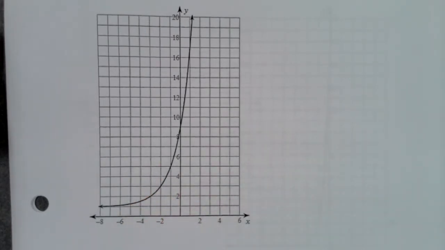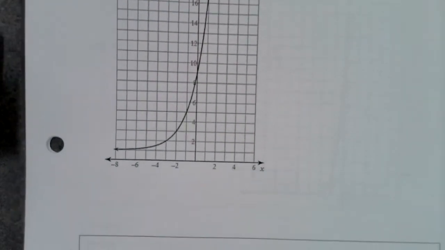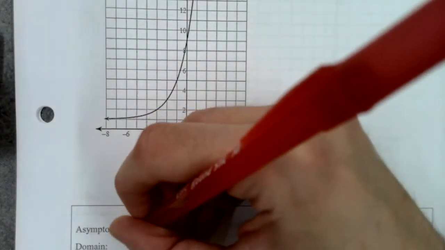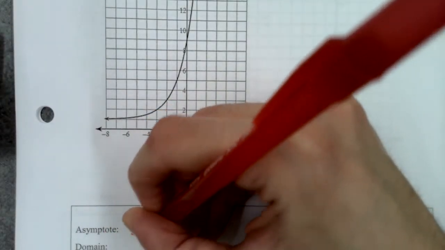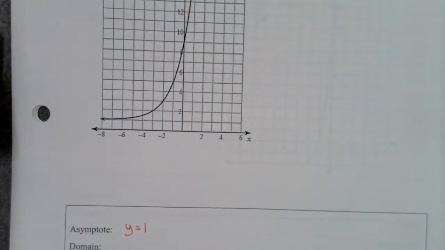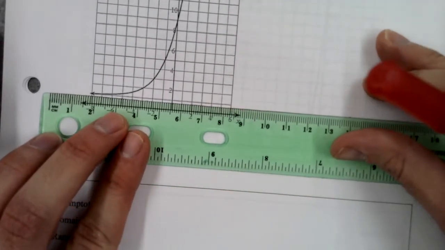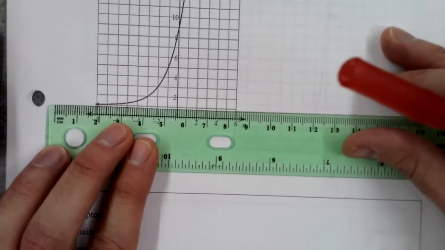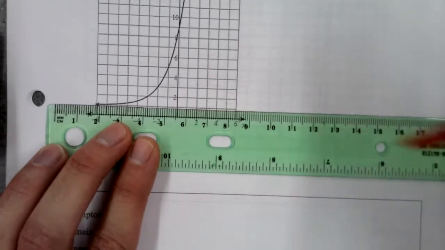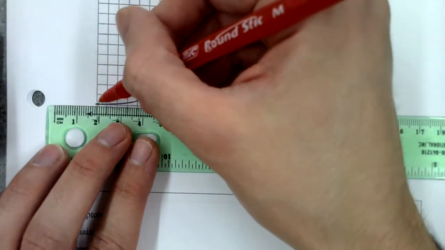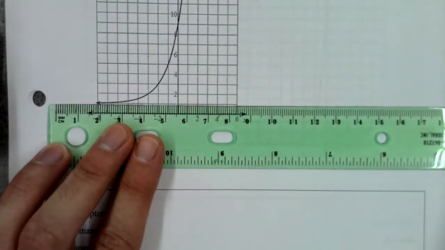So the asymptote is the line that the graph approaches but never actually touches. And I'm going to say that it's y equals 1. Remember, a horizontal line is y equals a number. So you may think that the graph actually touches 1 by looking at it. And I understand why you might think that, but this graph never actually touches 1. That thick arrow at the end might make you think it does, but this graph never actually touches 1.